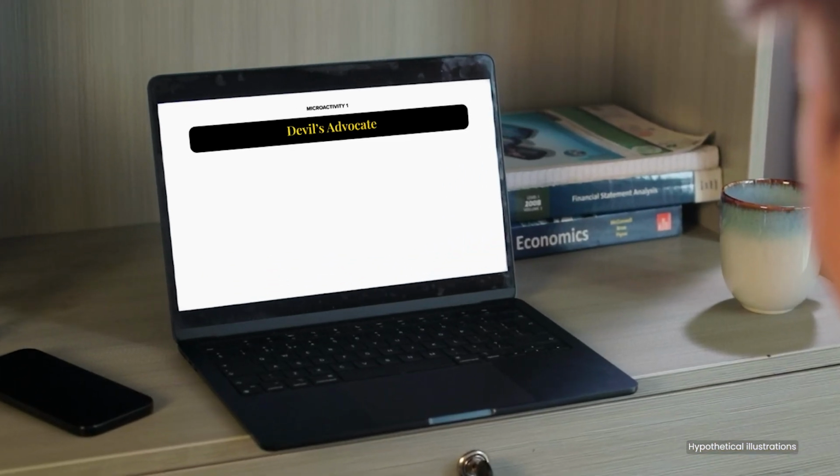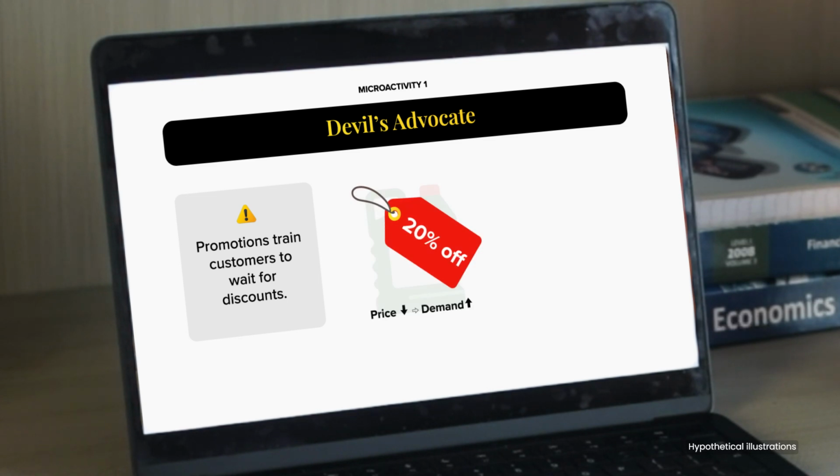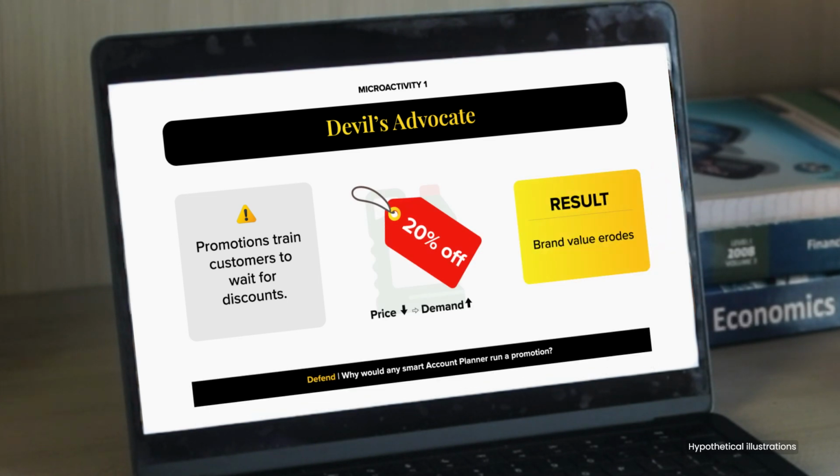But it goes further than that. It also lets students step into their future and practice. Kieran, I'm going to challenge you. You said promotions work for elastic goods like Tide, but you've trained customers to wait for discounts. They'll never pay full price again. You've destroyed brand value. Why would any smart account planner run a promotion? Because it's not just about one-time revenue. It's about customer acquisition and market share.